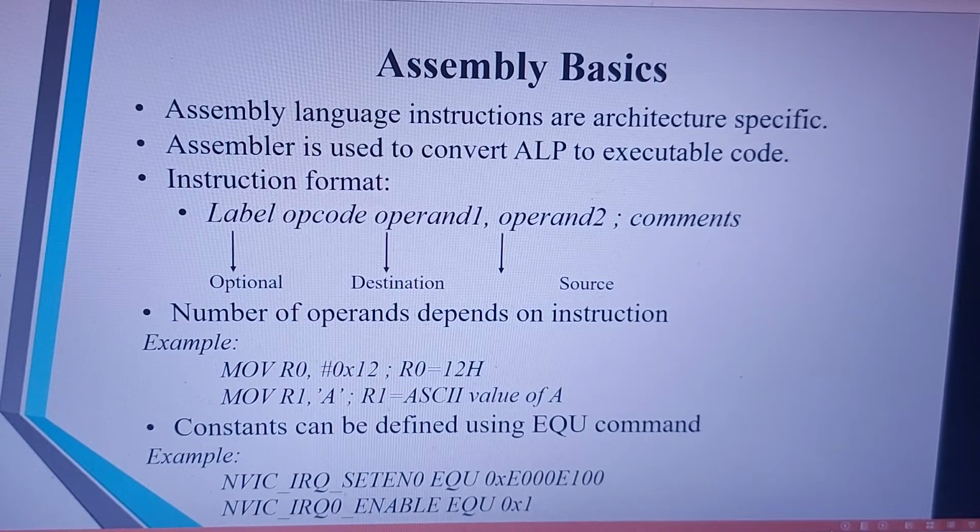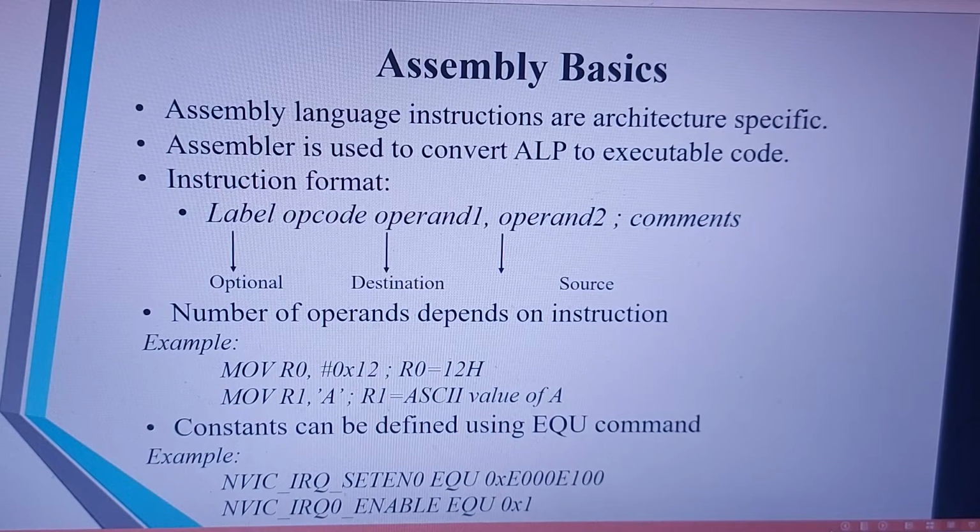To write an assembly language program, an assembler is used, which is a part of an IDE. The assembler is basically a tool which converts an assembly language program to executable code. We know that whenever we want to execute a program, it should be in an executable format. So the program we write in assembly language has to be converted to executable code, and that job is done by the assembler.